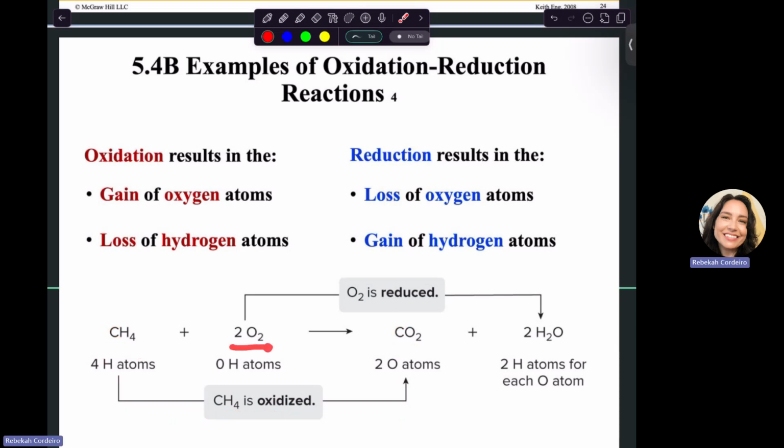And then oxygen is gaining hydrogen, right? And technically it's losing oxygen, right? O2 to O1, right? But it's gaining the hydrogen is really what we're looking at here. So that means that it's reduced. So we could say that CH4 would be our reducing agent.